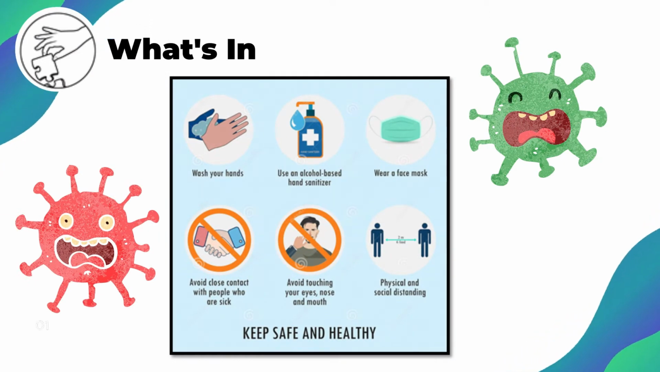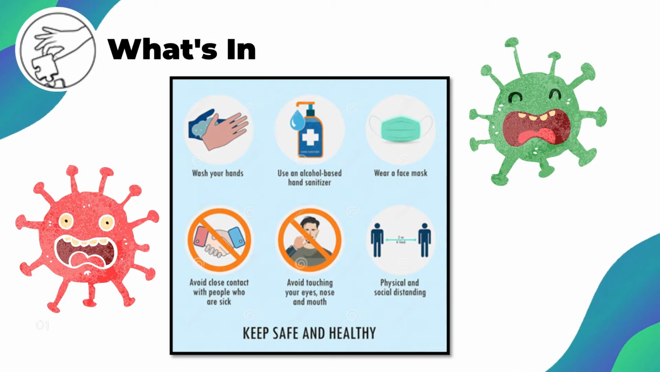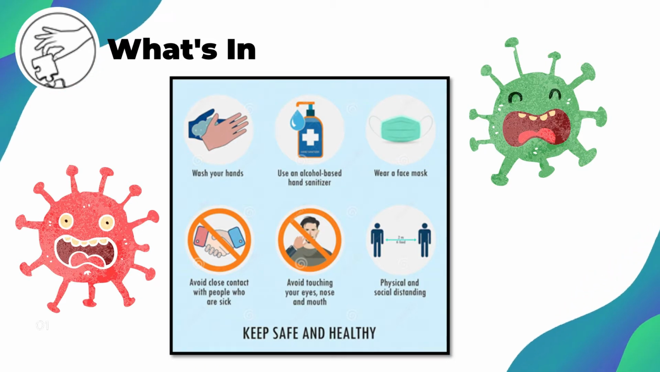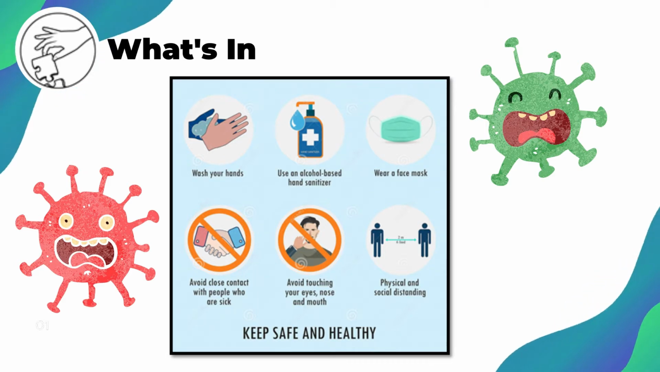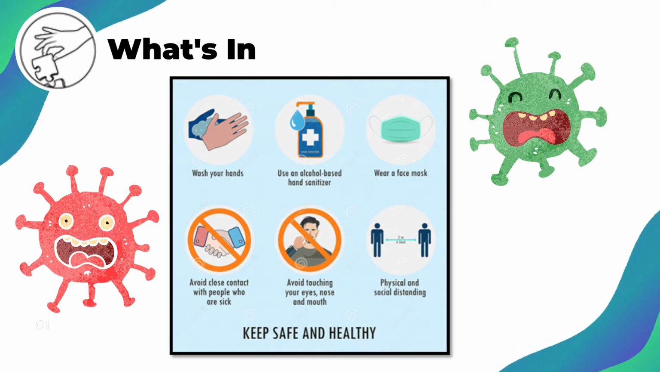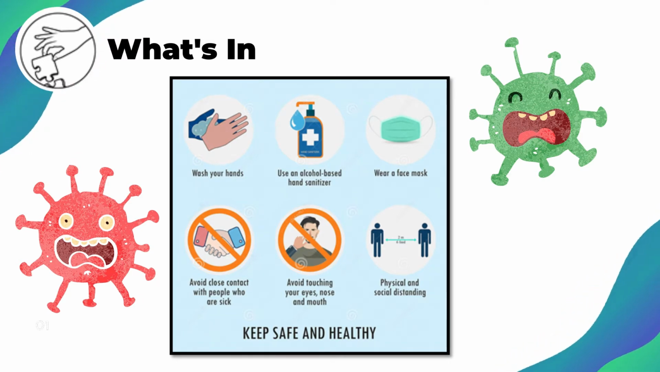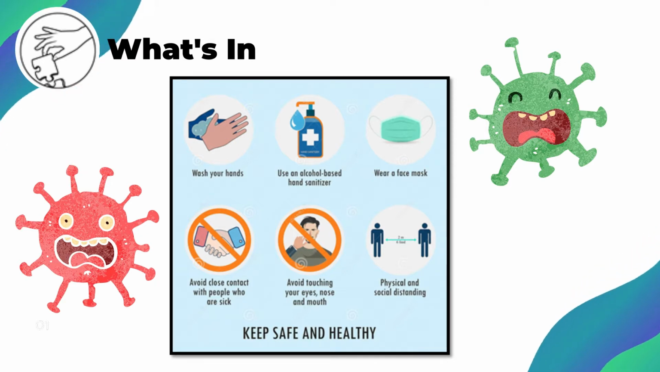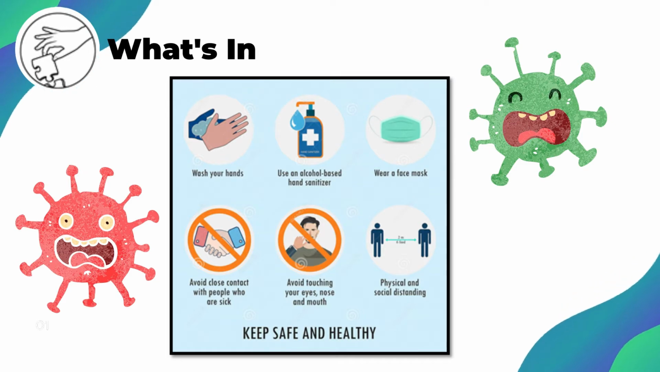Look at this poster. What information can you find in this poster? What should you do to prevent COVID-19? You can see in the poster the following. Wash your hands. Use an alcohol-based hand sanitizer. Wear a face mask. Avoid close contact with people who are sick. Avoid touching your eyes, nose, and mouth. And observe physical and social distancing.